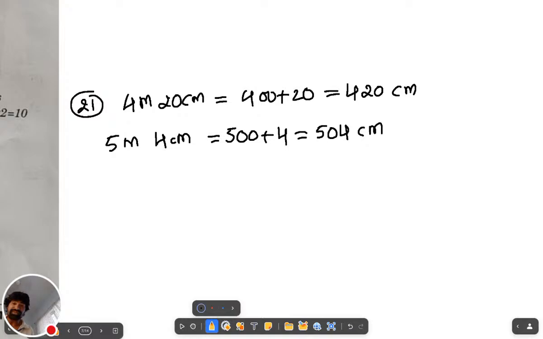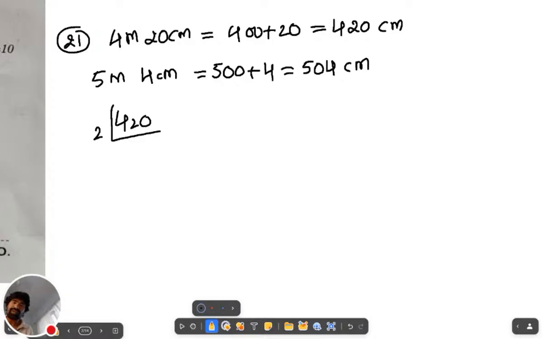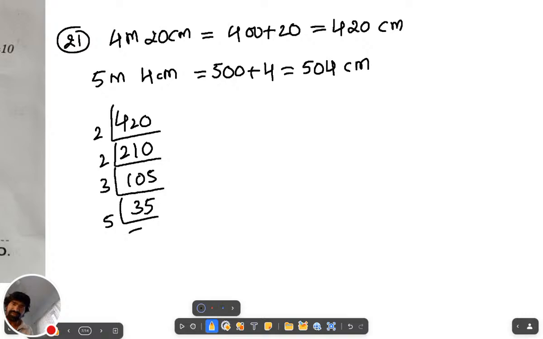For that we have to do prime factorization of these two numbers. Prime factorization of 420: 2 twos are 4, 2 ones are 2, 0. Next with 2 table, 2 ones are 2, leaves 105. Next 3 table, 3 threes are 9, and now we have 15. 3 fives are 15. Next 5 table, 5 sevens are 35.